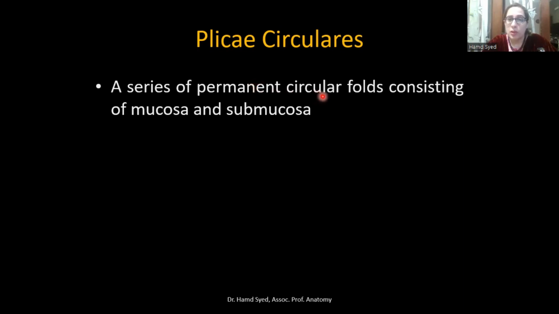We also see such folds on gross examination within the small intestine, which are the plicae circularis. But the difference between the rugae of the stomach and the plicae circularis of the small intestine is that the plicae circularis are permanent circular folds. Whereas if you recall, the rugae of the stomach were longitudinal folds which disappeared when there was distension of the stomach. But keep in mind, the plicae circularis do not disappear. They are the permanent circular folds which are present within the small intestine.